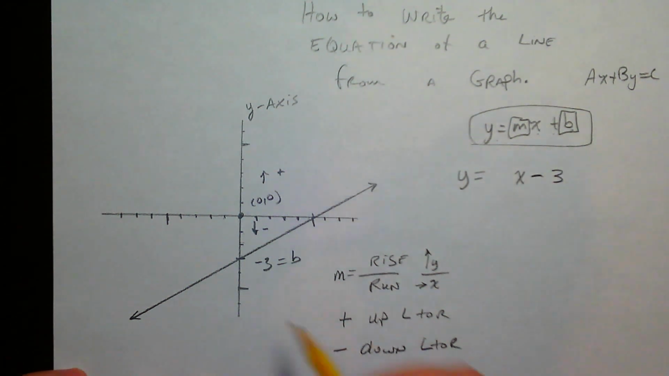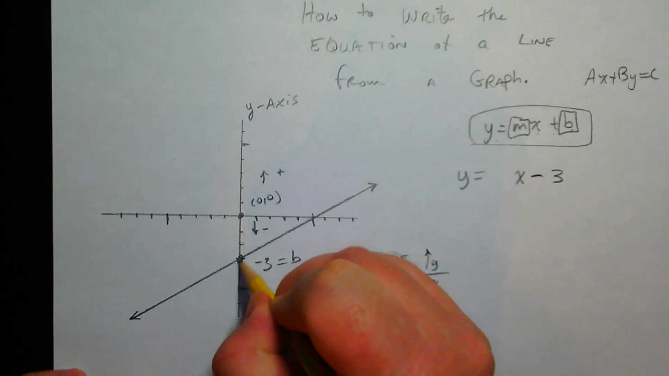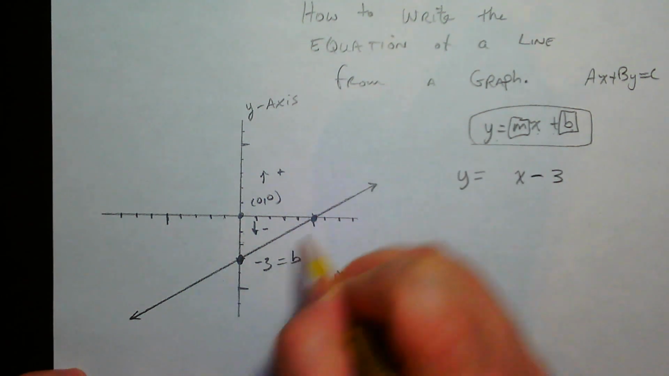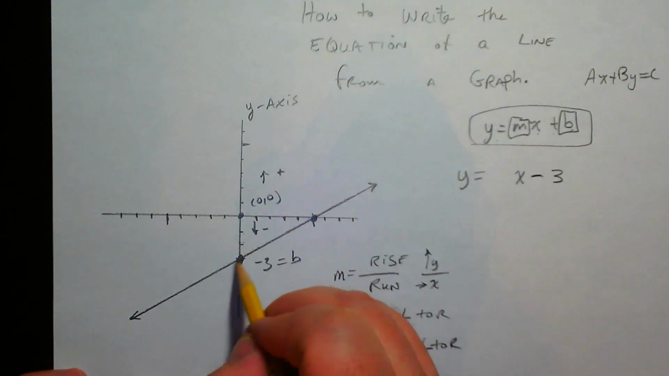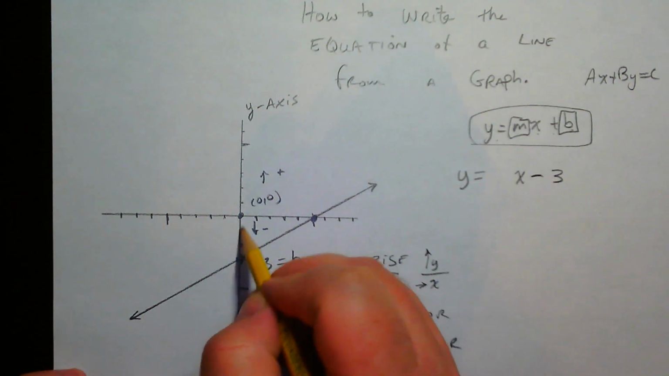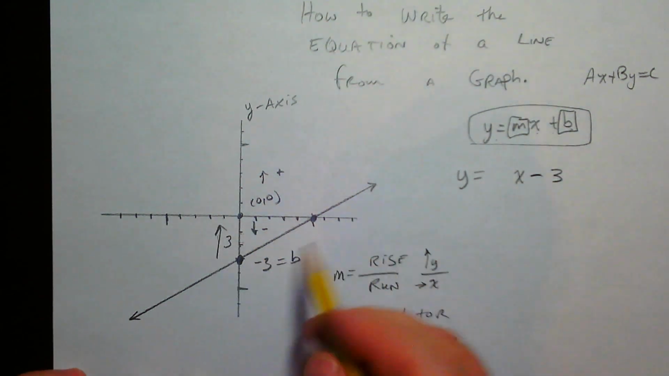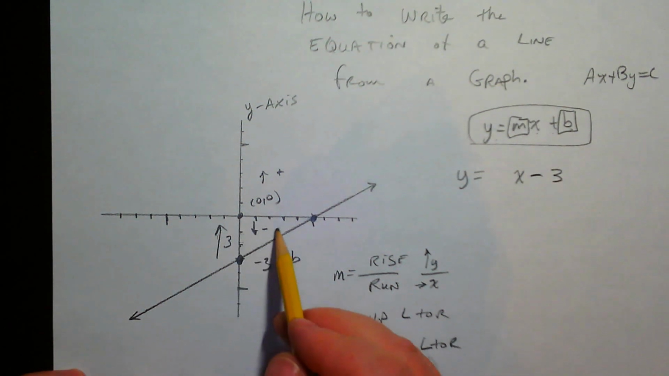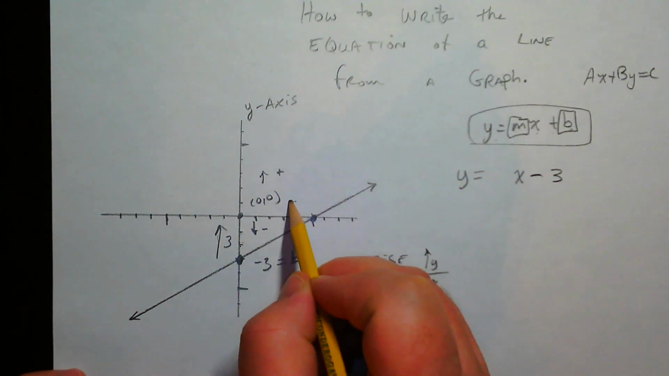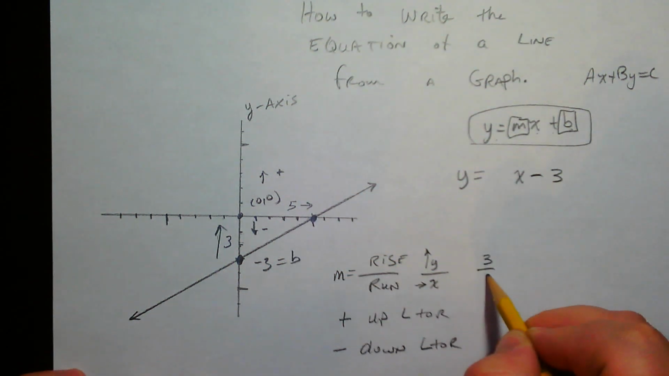Now all you've got to do is find two places that you can count in between. I know what this right here is, and I know what that right there is. So I'm going to count up, rise, my y, from here to here. How far up do I go? I go up 1, 2, 3. I went up 3. And now, from here to here, how far over do I go? Well, I go 1, 2, 3, 4, 5. I went 5 over. So my slope is 3 over 5.